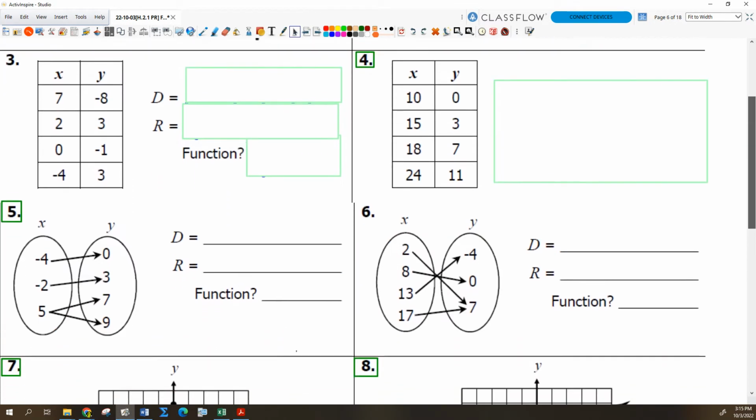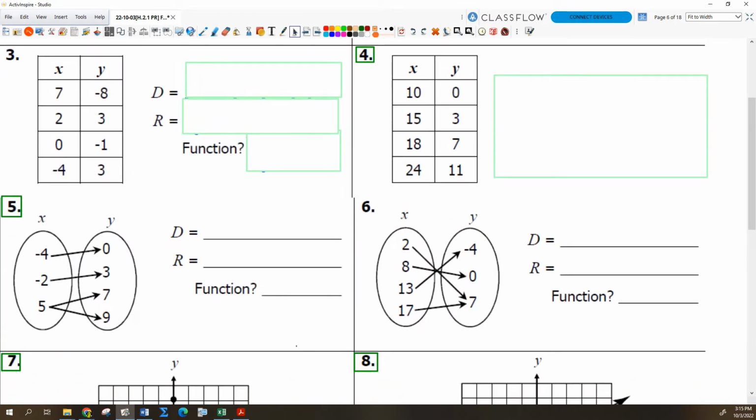So how about now here, this is written as a t-table. What's the domain? Where would I find the domain in this table? Okay, good, the x column. All the values in the x column would be the domain. If I put those in order, they just look like that. Agreed? Okay, the range would be all the values in the y column. If I put those in order, there's only 3 of them.